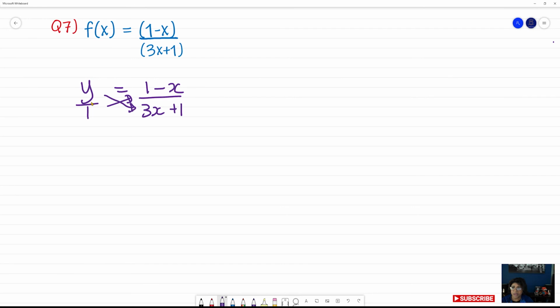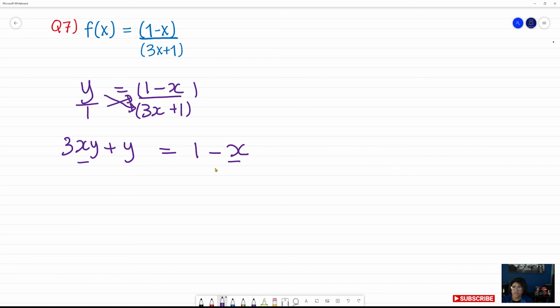So we're going to multiply this with that. It doesn't matter if you do this times that or this times this. So we're going to multiply y times 3x, that will give us 3xy, and then y times positive 1, this will give us plus y, and that's going to be equal to 1 times all this, which will give us 1, take away x. Right, so you can see we've got x here and x here.